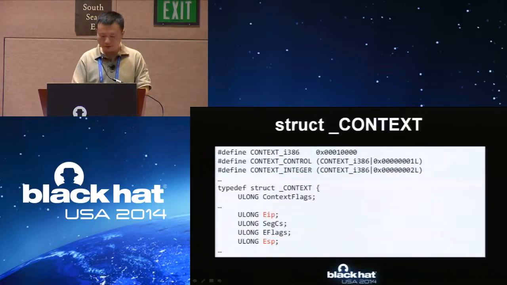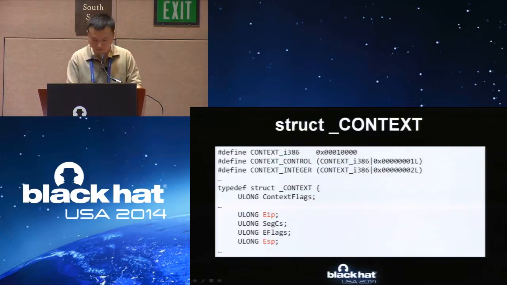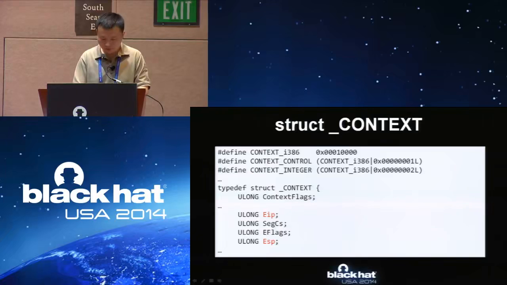The first parameter is a structure that includes every register and a flags. We can find this in MSDN. This is the flags, and these are the registers. Okay, let's put these together and see what we could do.